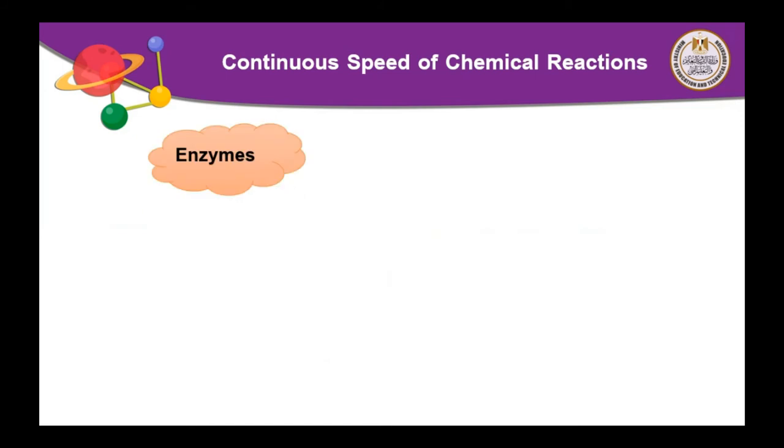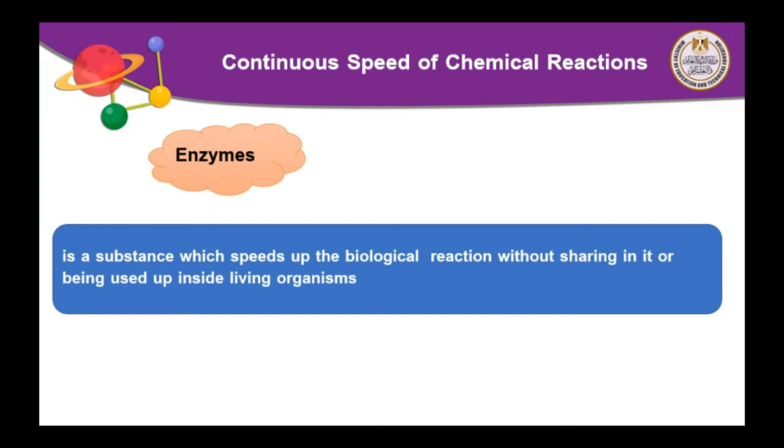Enzymes. Now we will talk about enzymes. We know that a catalyst is a chemical substance that changes the speed of the chemical reaction. What about enzymes? Enzymes are chemical substances found in your body or in living organisms' bodies, which increase biological processes. So an enzyme is a substance which speeds up the biological reaction without sharing in it or being used up inside living organisms.